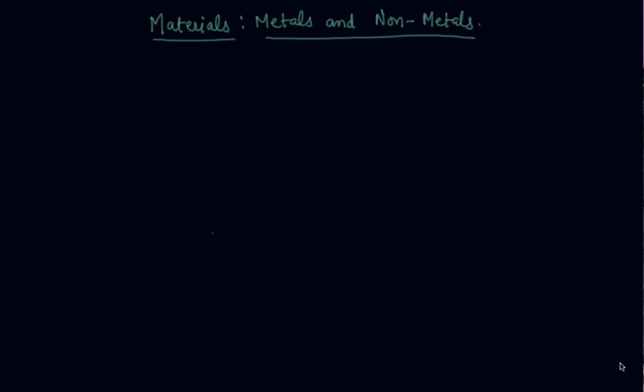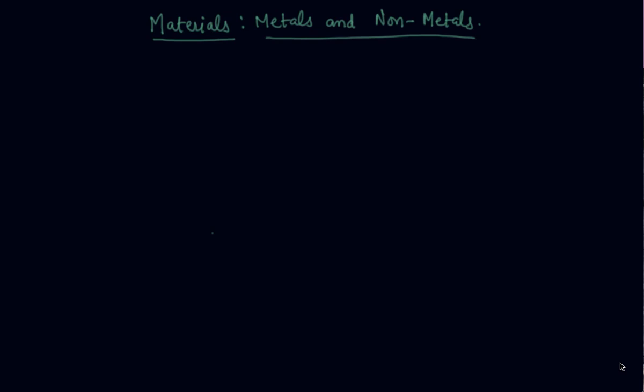So today in this lecture we will discuss materials, metals and non-metals. This is chapter 4 of the NCERT book, class 8. I will be covering what are metals and what are non-metals. Before going into the definition of metals, I will tell you some properties of metals, and after seeing those properties we can directly say that if a material has these properties, then it is called a metal.